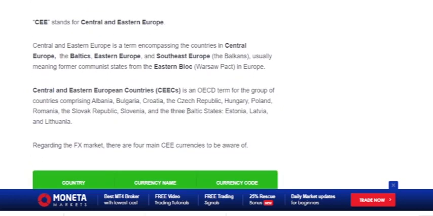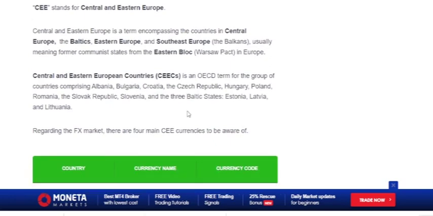Central and Eastern European countries, CEECs, is an OECD term for the group of countries comprising Albania, Bulgaria, Croatia, the Czech Republic, Hungary, Poland, Romania, and the three Baltic states, Estonia, Latvia, and Lithuania.